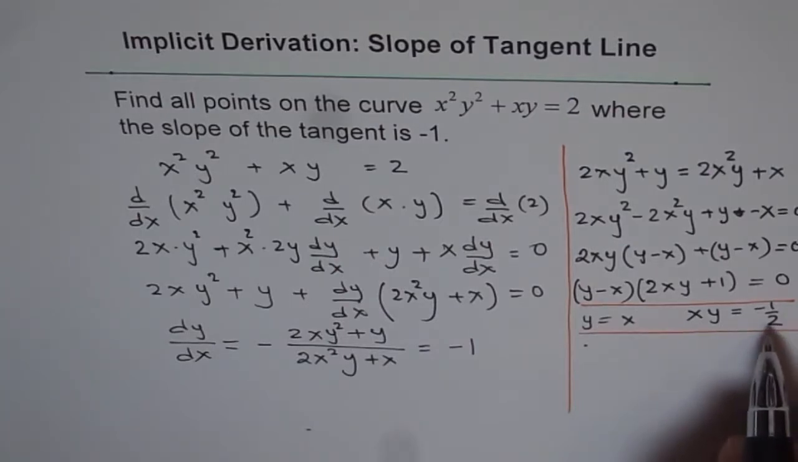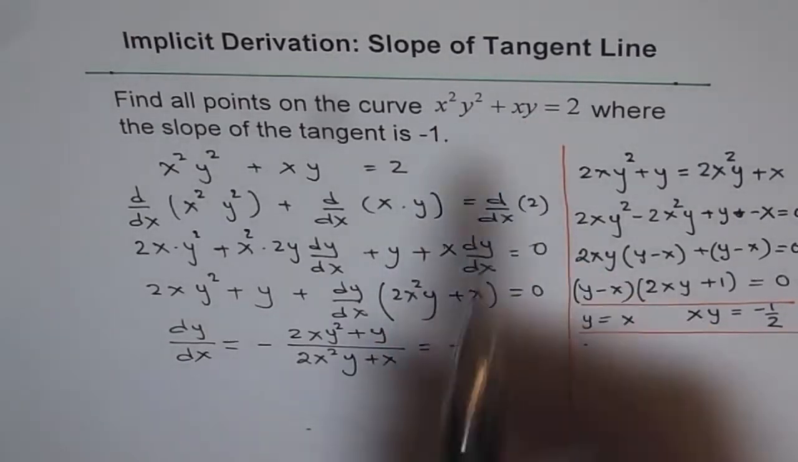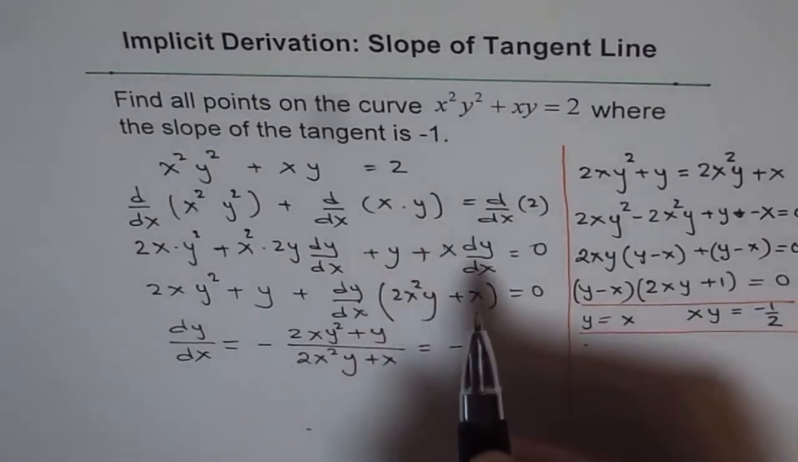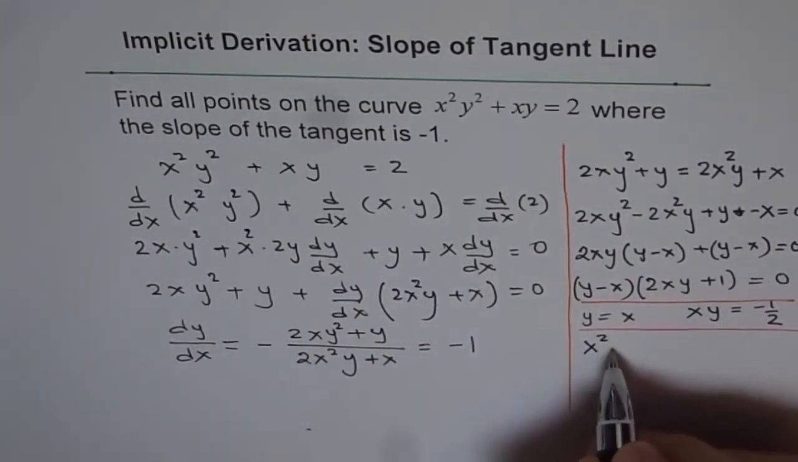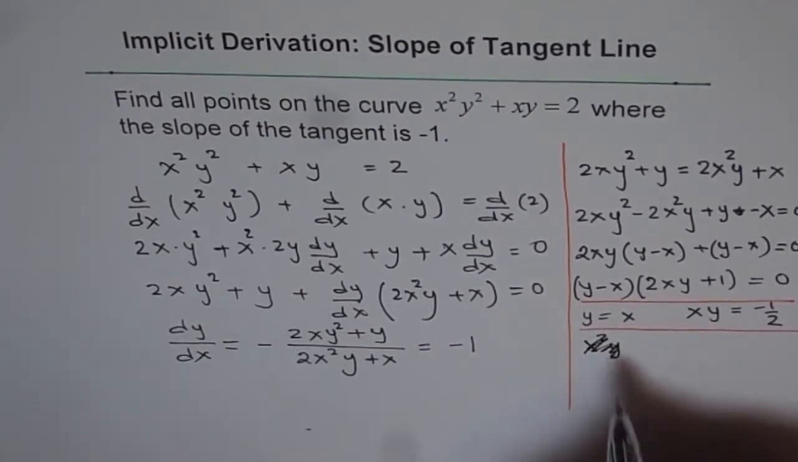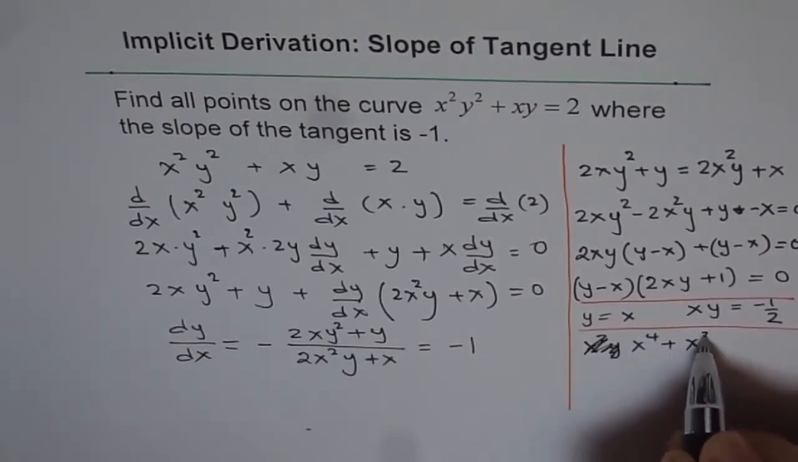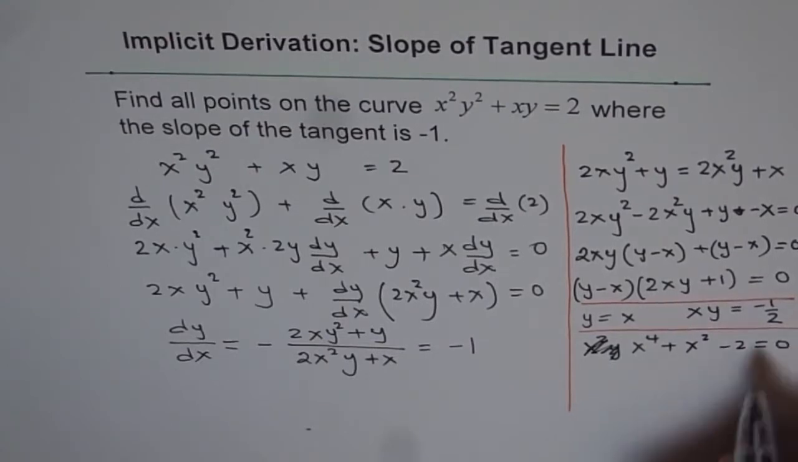So what we will do is substitute x equals y in the equation and solve for x. If I do x equals y in the equation, then what do I get? Instead of y squared, I'm writing x squared. So we get x to the power of 4 plus x squared equals 2. Let me bring it on this side: minus 2 equals 0.